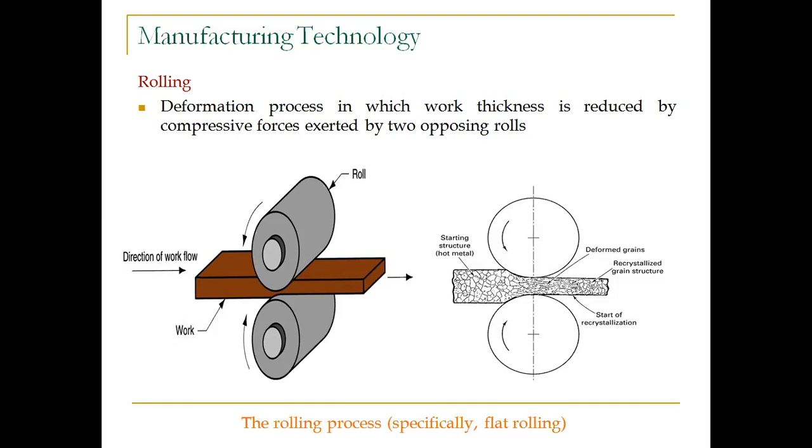So there are two diagrams. In the first diagram, you can see the direction of workflow. But in the second diagram, you can see there is a structural change. The coarse grain of metals is converted into fine grains, that is, recrystallized grain structure. So you can see the deformed grains, and here is the start of recrystallization.